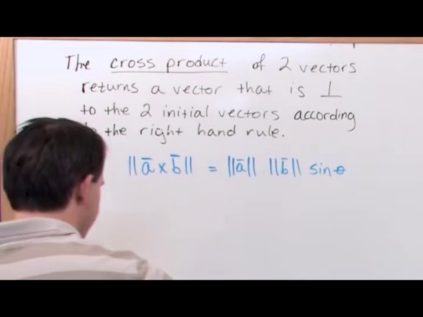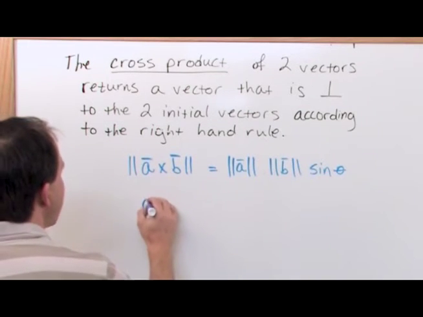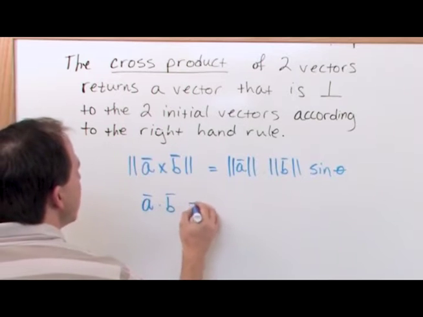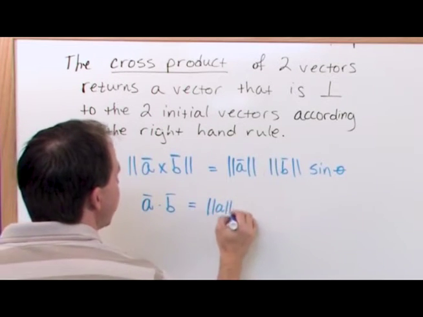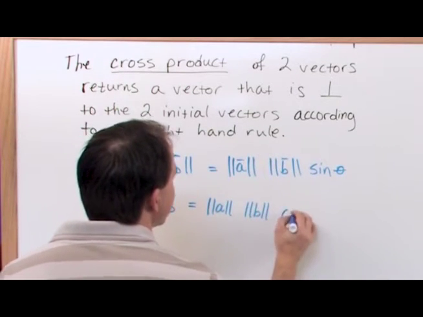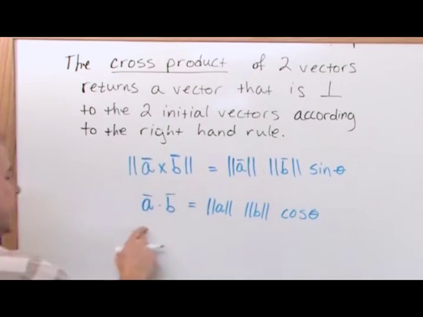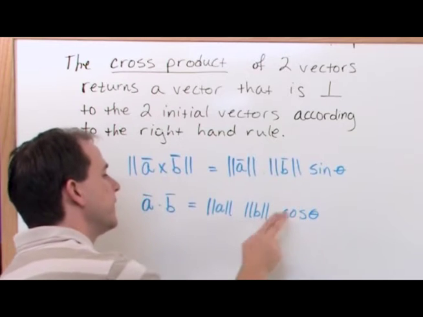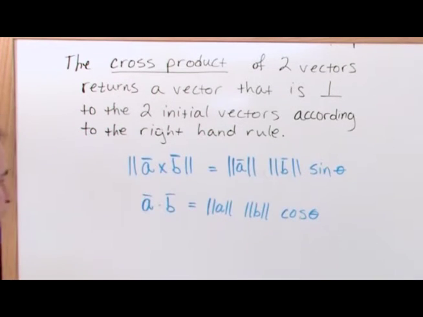Now notice this looks an awful lot like the dot product, just as an aside more than anything else. A dot B was equal to magnitude of A times magnitude of B times cosine of theta. The only difference here is A dot B is not a vector. A dot B is a number. So you calculate this times cosine of theta, and you get a number, and that's the answer.